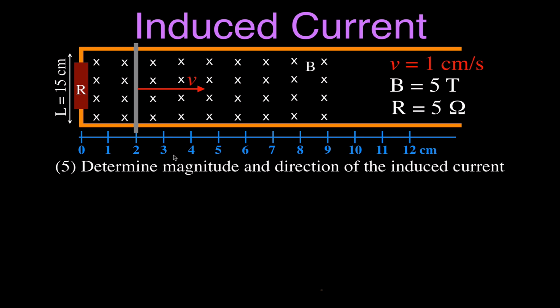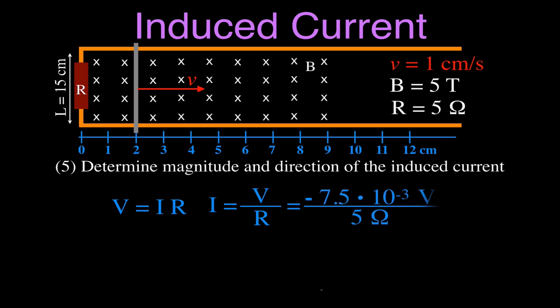Okay, the first thing we're going to do in this video is determine the magnitude and the direction of the induced current. Now, the magnitude is pretty simple. We're just going to use Ohm's law. That would be V equals I times R. We're going to rearrange that for the current, of course, which gives us the current is equal to the voltage divided by the resistance.